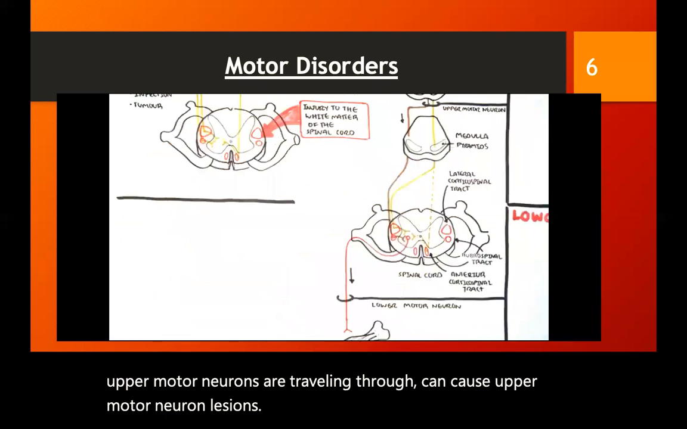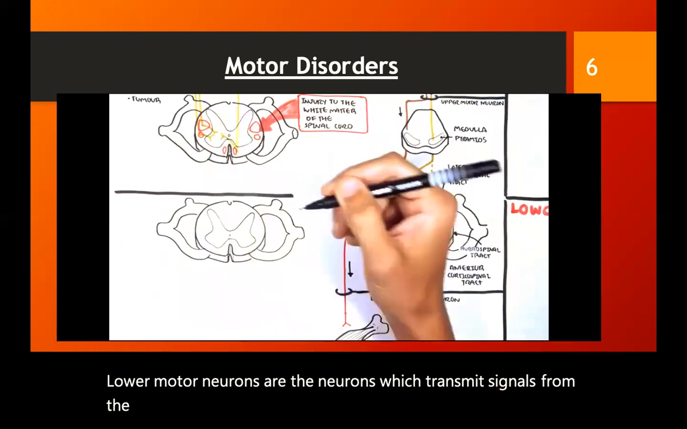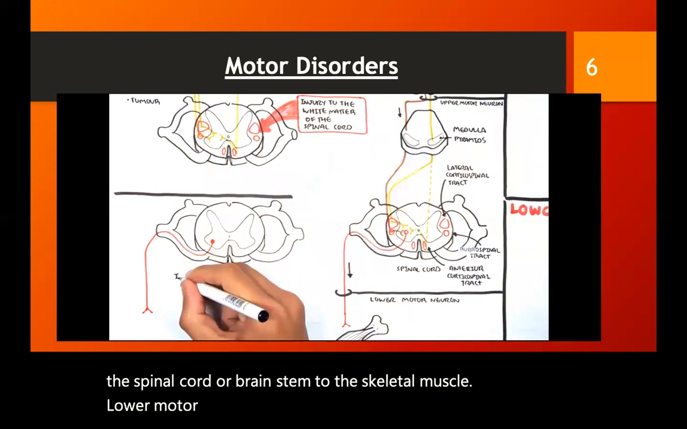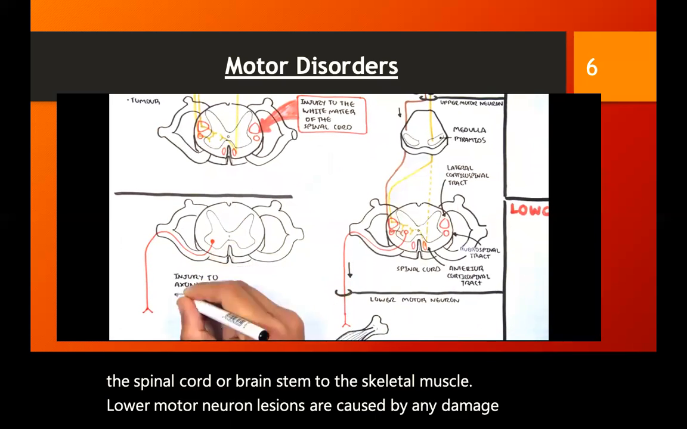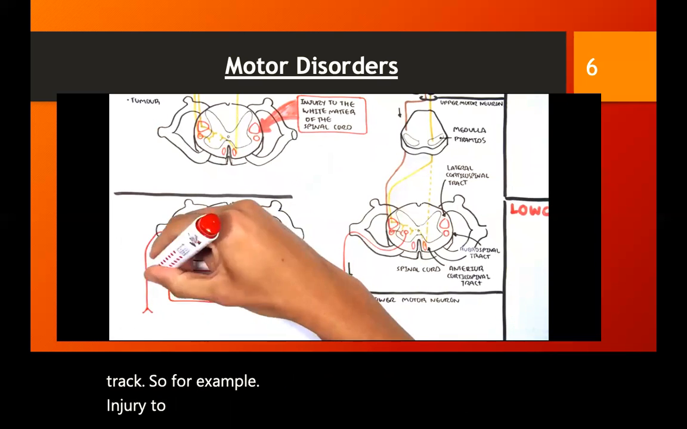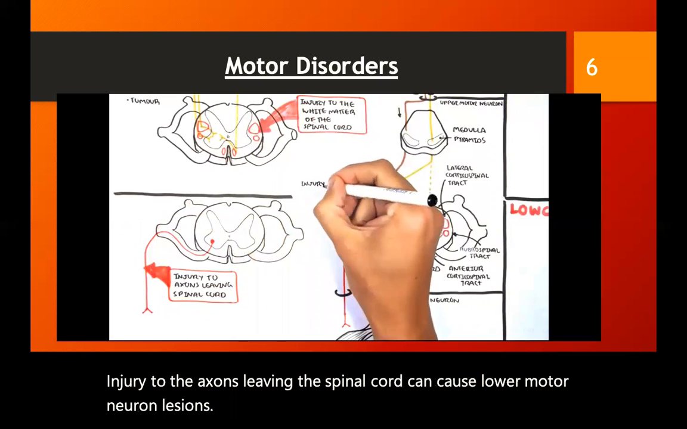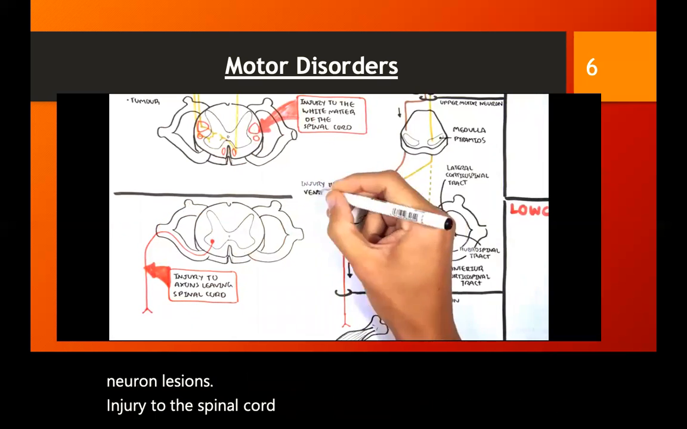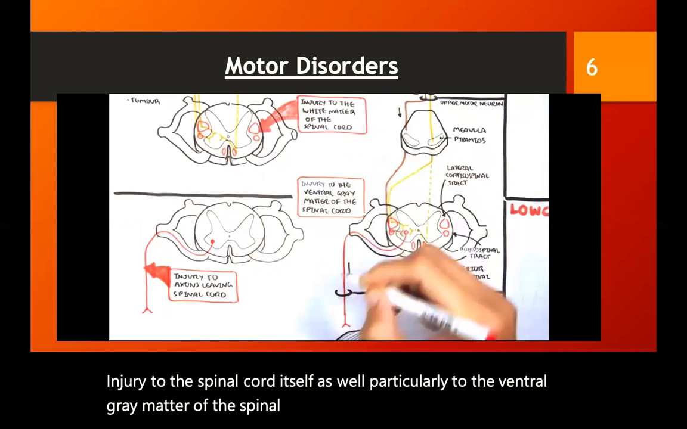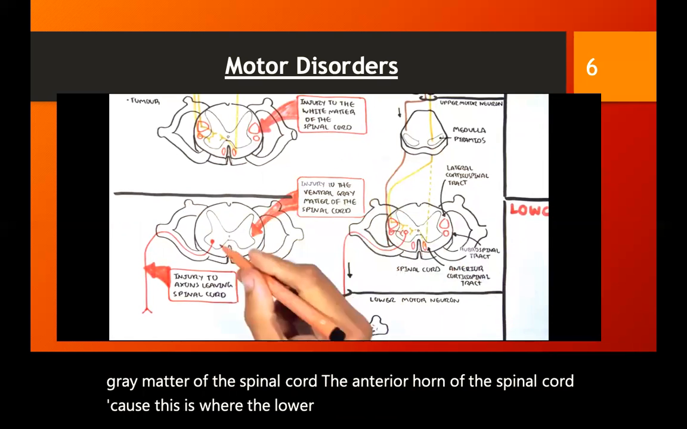Lower motor neurons are the neurons which transmit signals from the spinal cord or brainstem to the skeletal muscle. Lower motor neuron lesions are caused by any damage along this tract. So, for example, injury to the axons leaving the spinal cord can cause lower motor neuron lesions. Injury to the spinal cord itself as well, particularly to the ventral gray matter of the spinal cord, the anterior horn of the spinal cord, because this is where the lower motor neurons start.